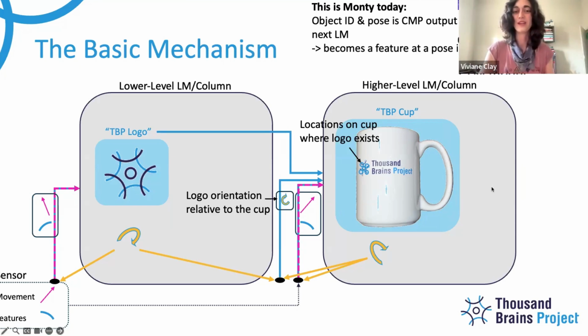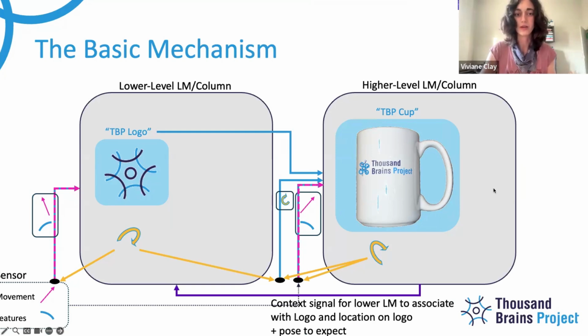And then one thing that's not yet in Monty, but on the roadmap for completing modeling compositional objects in Monty, is the feedback signal. If this column has recognized the TBP cup, it wants to tell this column to expect the logo at a certain orientation and at a certain location on the logo. So basically, here the constraints of the neuroscience come in. If you are coming from an engineering perspective, you might think of a different solution.